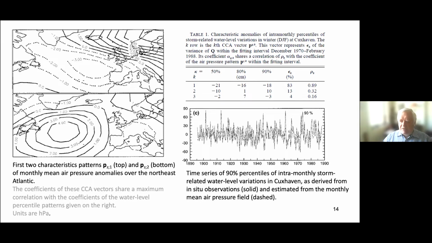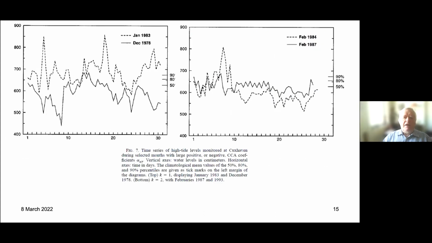Anyway, this is the Fmap we've constructed here, and here we have two examples. January 83 is a case when we have a large negative coefficient of CCA1. That means we have a general increase of the whole distribution. And in December, we have a large positive one, and it is moving downward. This is what happens within a month.